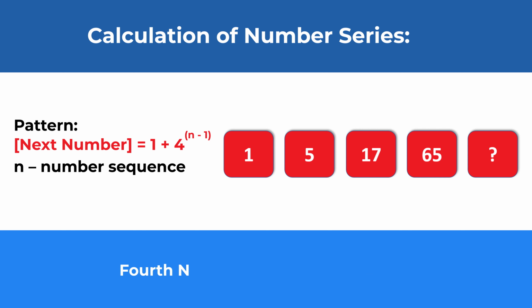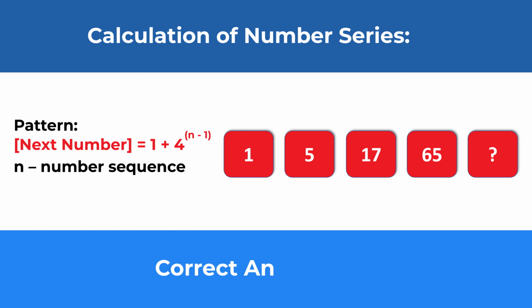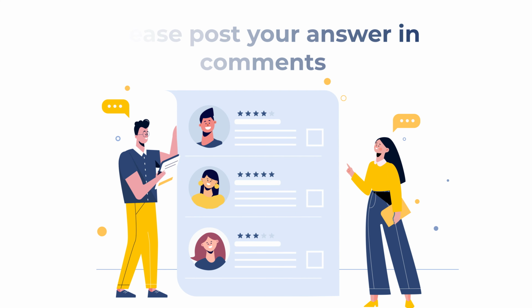The fourth number is calculated as 1 plus 4 to the power of 4 minus 1, which equals 1 plus 64 and equals 65. And the missing number is calculated as 1 plus 4 to the power of 5 minus 1, which equals 1 plus 256, which equals 257. So the correct choice here is choice B, 257. Hopefully you've nailed this question and now know how to solve similar problems on the test.